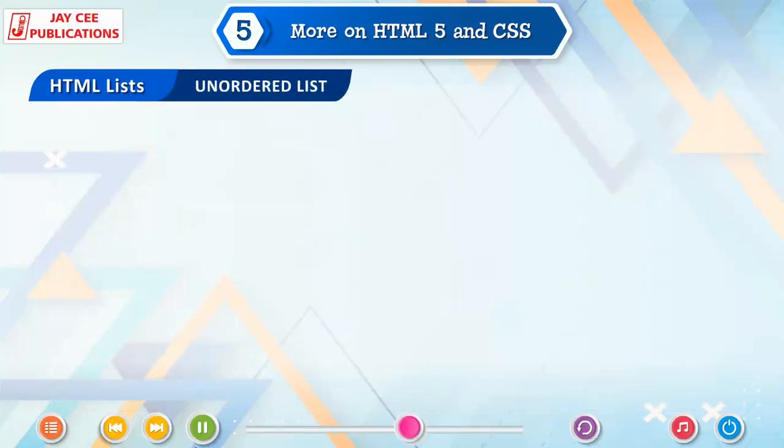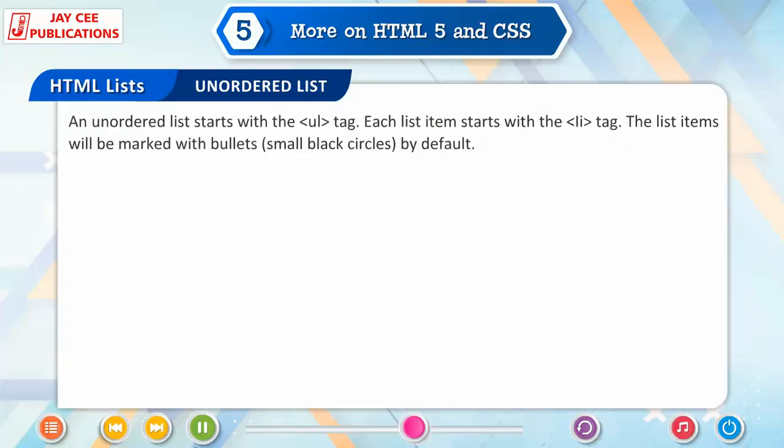Unordered list. An unordered list starts with the UL tag in angular bracket. Each list item starts with the LI tag in angular bracket. The list items will be marked with bullets, small black circles by default. Syntax: open UL, open LI, close LI, close UL.